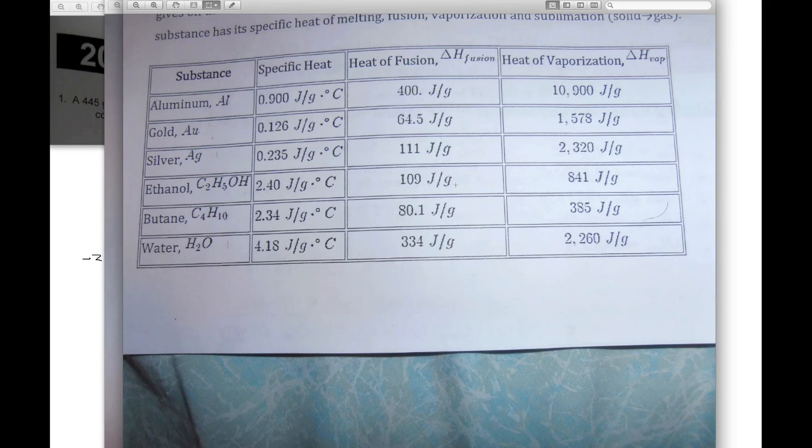Yeah, I think that'll make it easier to solve the problems. So we should say this table really doesn't give us the heat of freezing, but we can figure it out. The heat of freezing is negative 334 because the way to freeze is to lose heat.